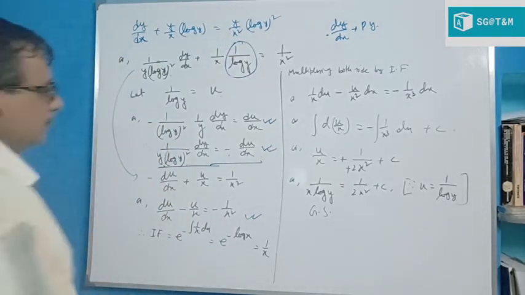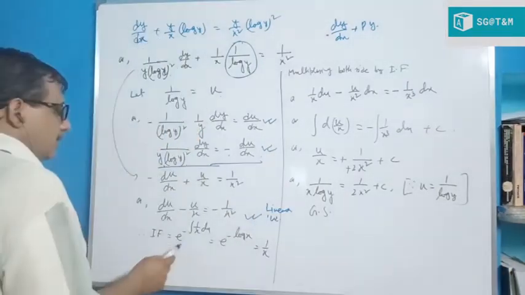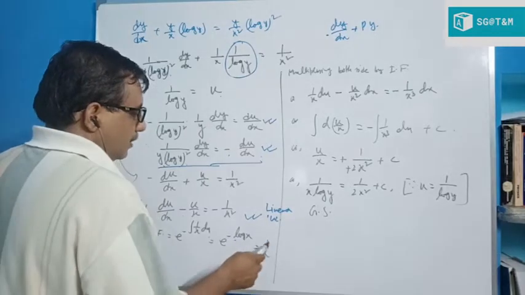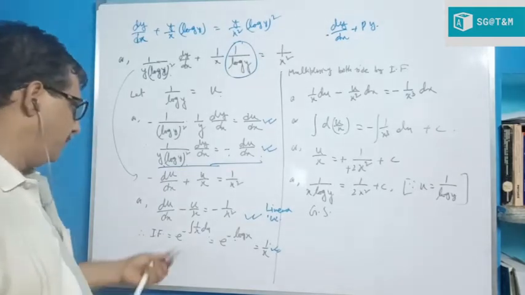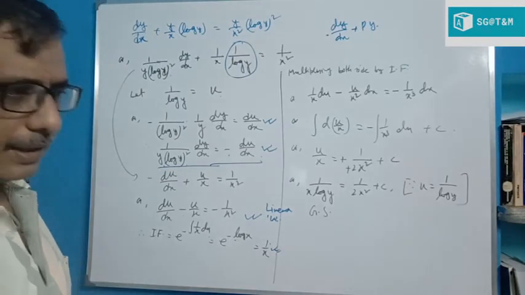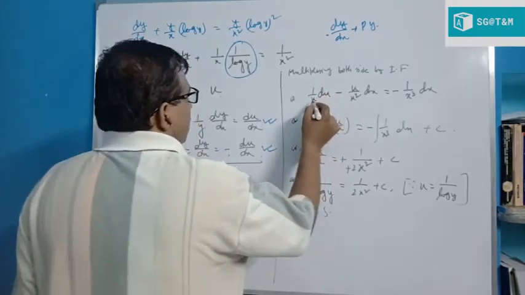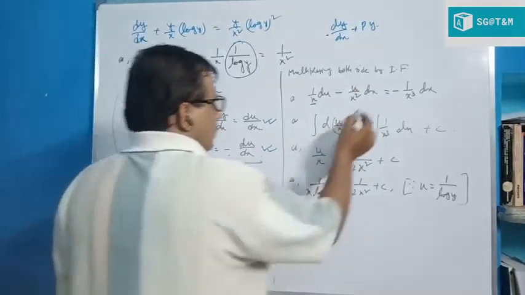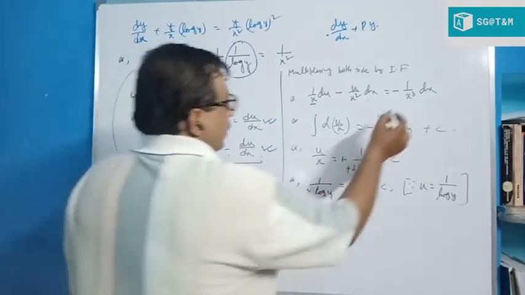Now it is a linear equation in u. So the integrating factor is e to the power minus integral of 1/x dx, so e to the power minus log x, that is 1/x. The integrating factor is 1/x. So we multiply both sides of this equation by 1/x, that is the integrating factor. Then you get (1/x) du minus (u/x²) dx equals minus (1/x³) dx.